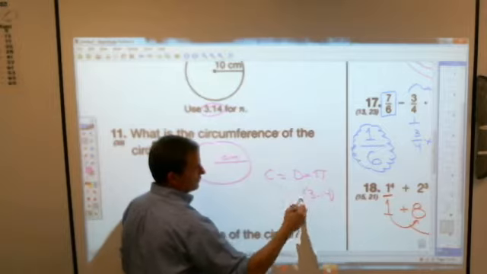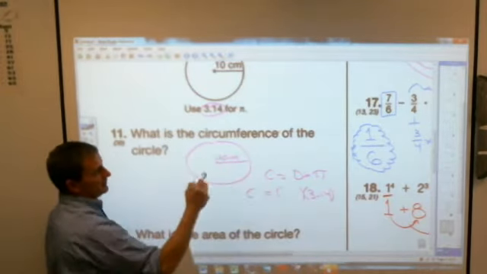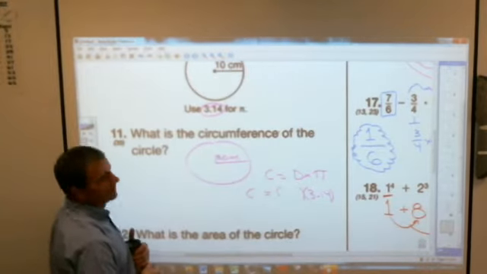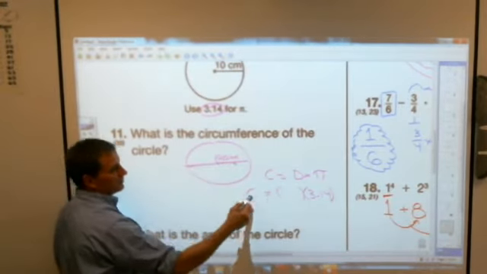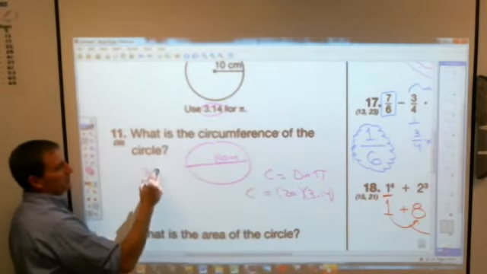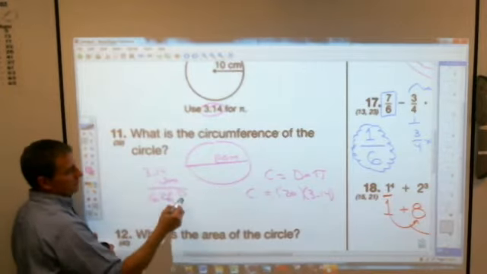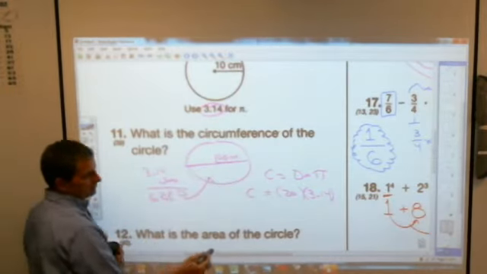And then the other part would be, did you actually do the diameter, or did you write the radius down for pi? For this, what is the diameter? Right. The diameter is all the way across, so it should have been 20. So 3.14 times 20 is 62.8.